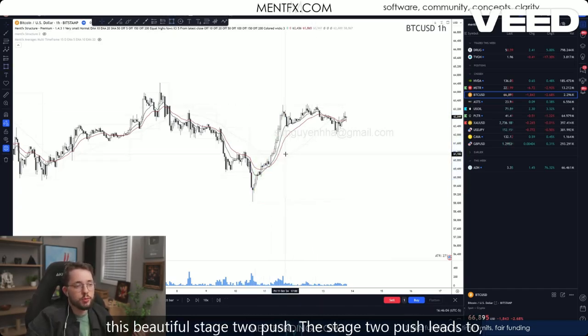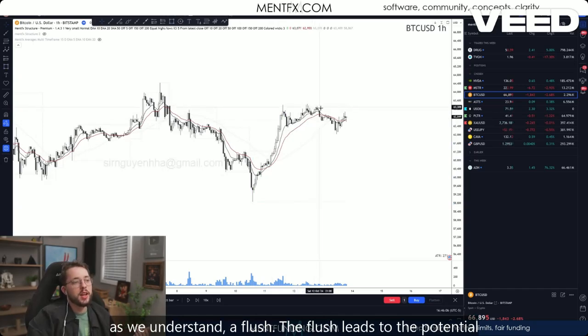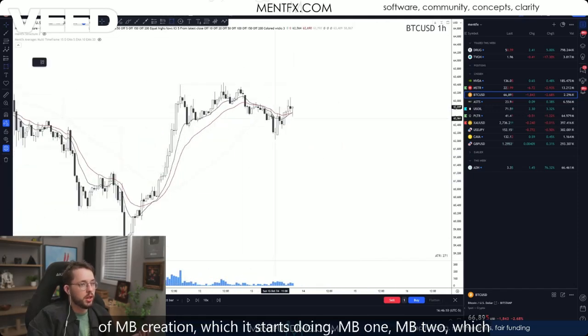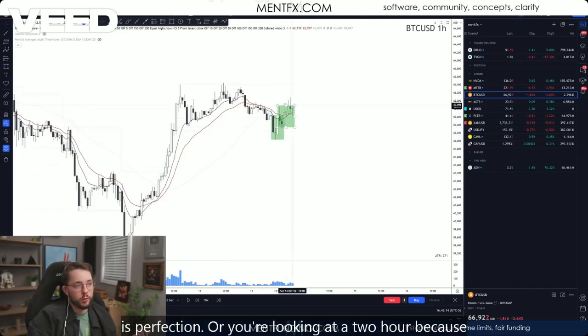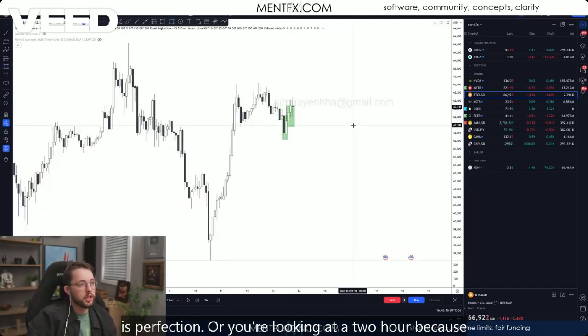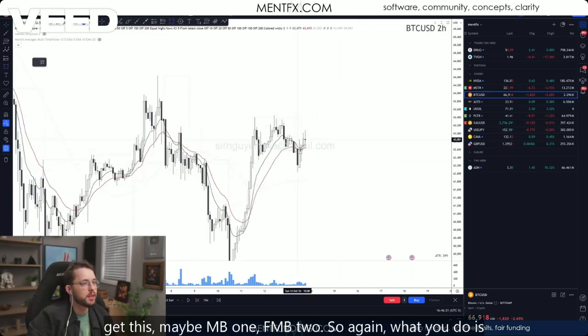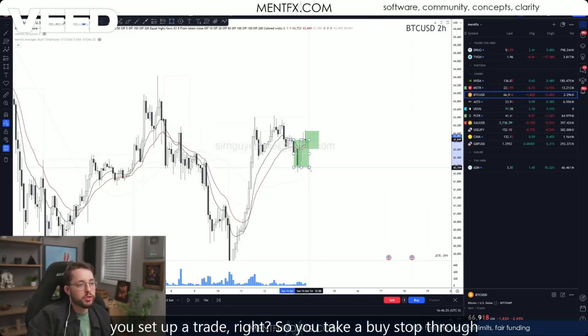The stage 2 push leads to, as we understand, a flush. The flush leads to the potential of MB creation, which it starts doing, MB1, MB2, which is perfection, or you're looking at a 2 hour because you're a little bit uncertain, so you wait. And you kind of get this maybe MB1, FFMB2. So again, what you do is you set up a trade, right?